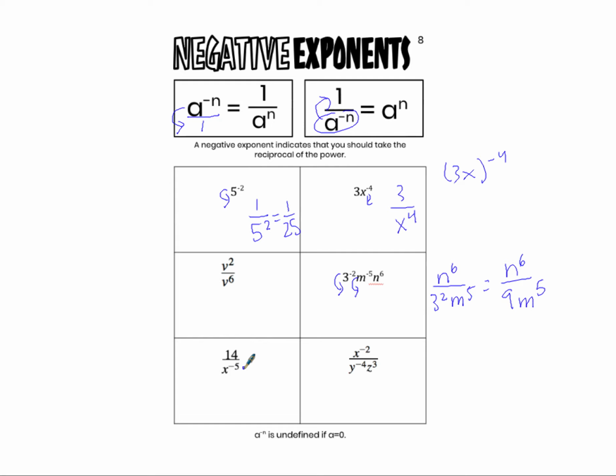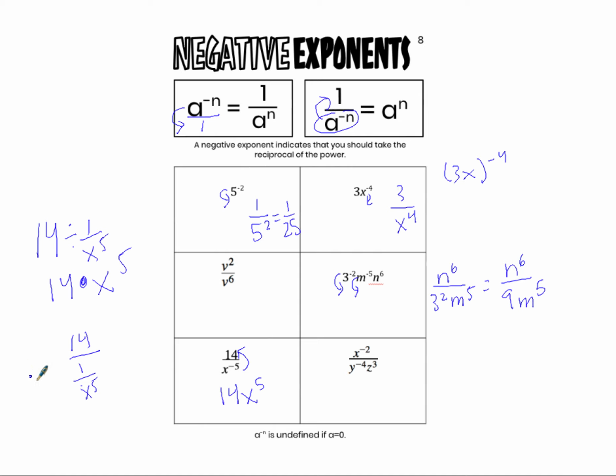Here's one where we have the negative exponent in the denominator, so we move it up to the numerator. That becomes 14x to the positive 5th. It may help you to understand this by realizing that x to the negative 5th is 1 over x to the 5th, which would be 14 divided by 1 divided by x to the 5th. Keep, change, flip.